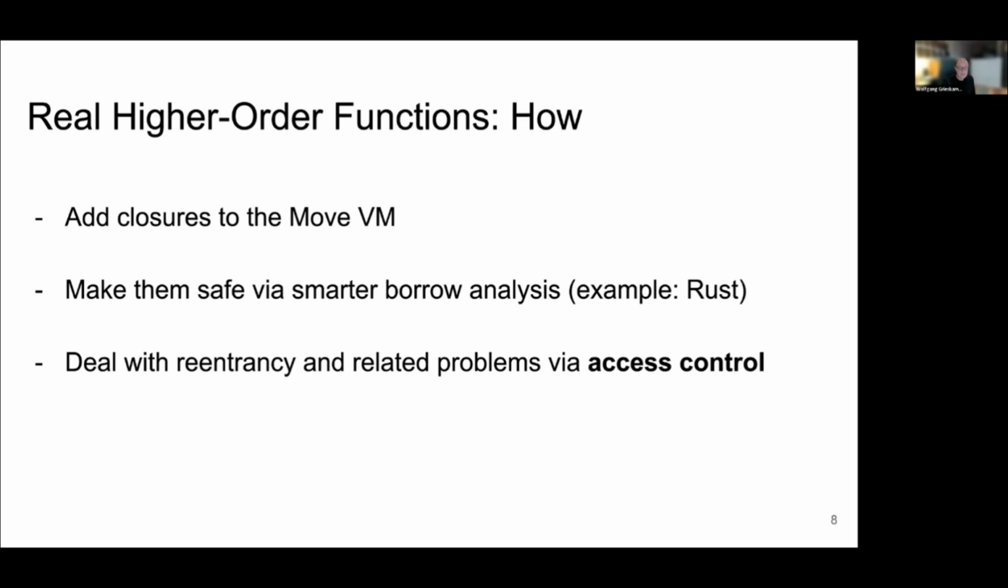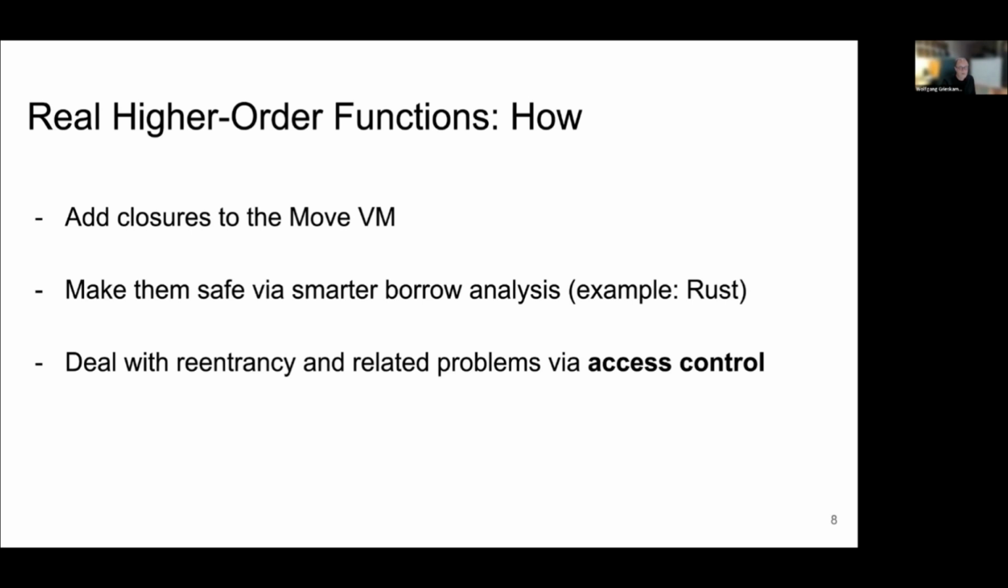How to do that is a little bit more complicated than the receiver style. We need to extend the Move VM by closures. We need to make that closure safe via a smarter and extended borrow analysis. But it's not rocket science. It's known how to do that from Rust, for example.